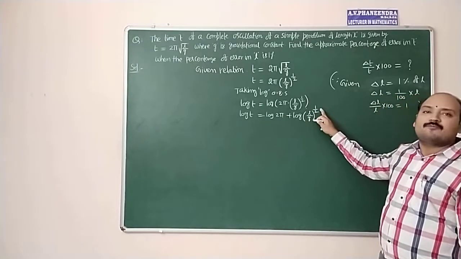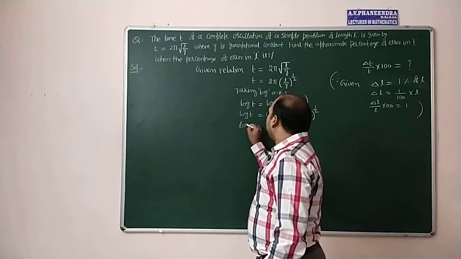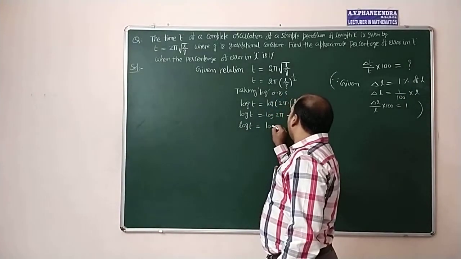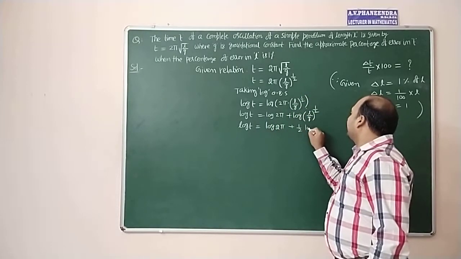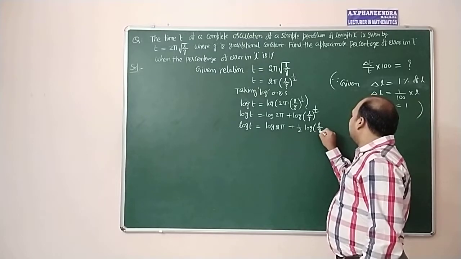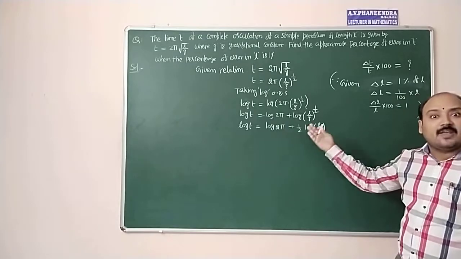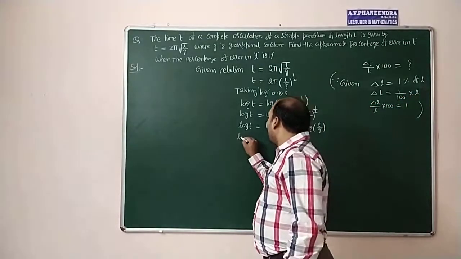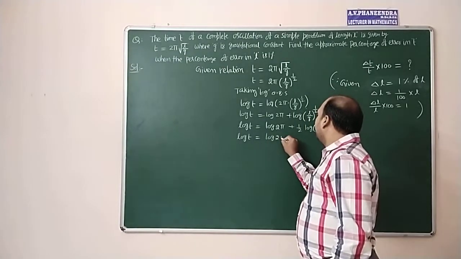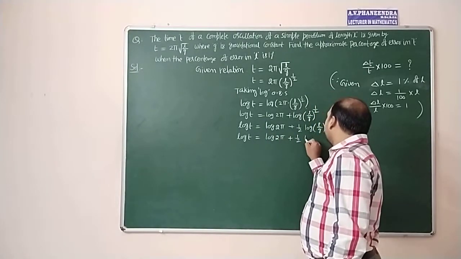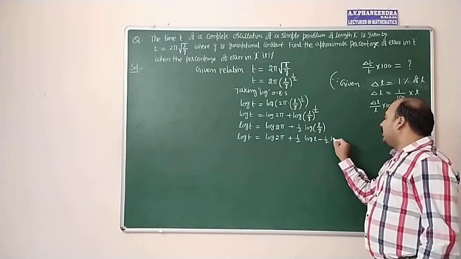Again the formula log A power M can be applied. Log A power M is M times log A. So log T equals log 2π plus half into log (L/G). Even log (L/G) we can write using the log A by B formula, log A minus log B. So log T is equal to log 2π plus half into log L minus half into log G.